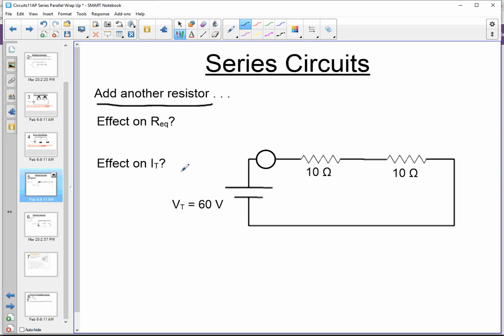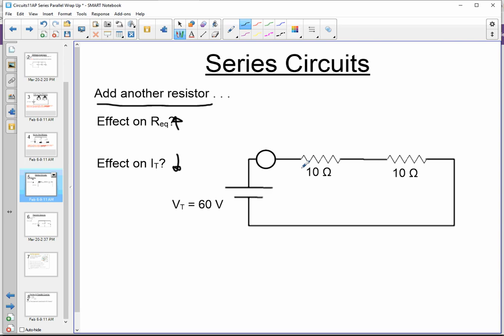All right. Let's first talk it out and then we'll calculate it. If we add another resistor, due to the equation for equivalent resistance where you add the resistors together, you would think that resistance would go up. So we'll make that prediction. And the effect on the total current, well, if resistance goes up, Ohm's law tells us that current and resistance are inversely proportional to each other. So if total resistance goes up, that would mean that total current should go down. Let's take a look.